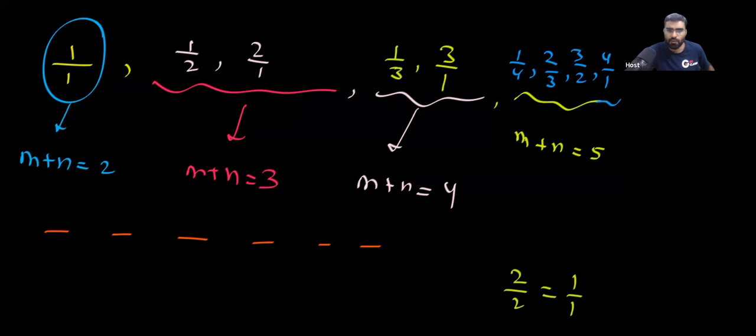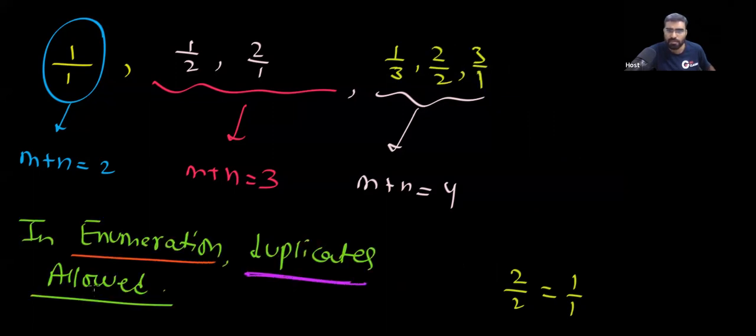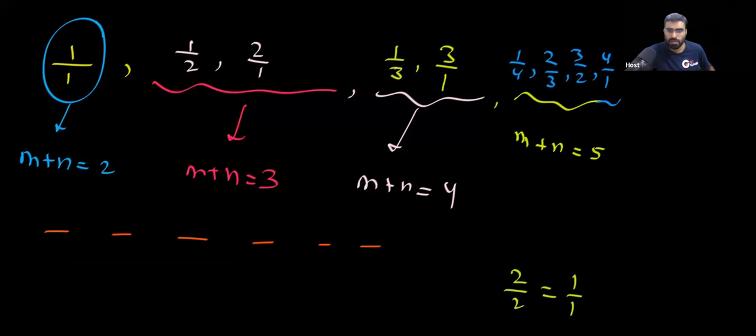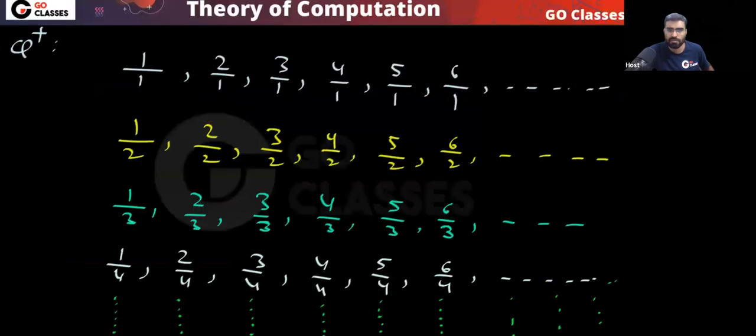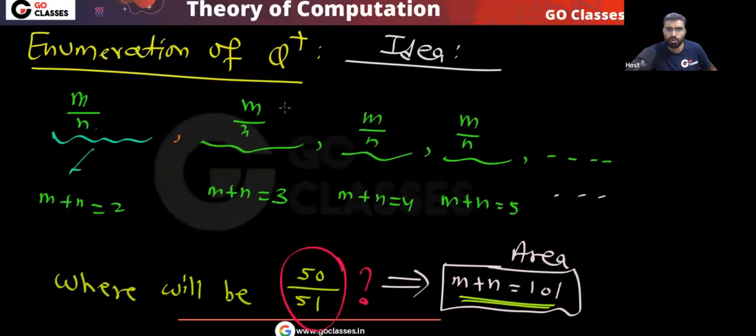So remember, if you want to keep the duplicate, that is fine. You can keep the duplicate also, no problem. Okay, so this is the enumeration you are getting. Understood? Please tell me. So this Q plus is countable. Because an enumeration of Q plus exists, Q plus is countable.